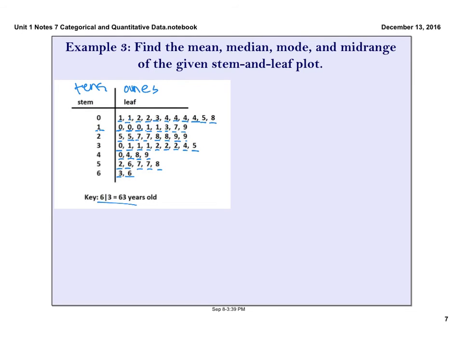The first thing that we're going to do, because we're finding our measures of central tendency here, these are the things that we want: mean, median, mode, and mid-range. The first thing I do for all of my data is count my N.